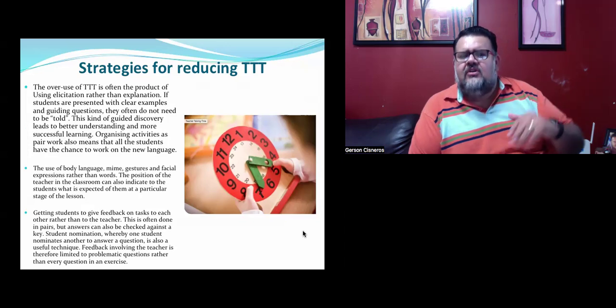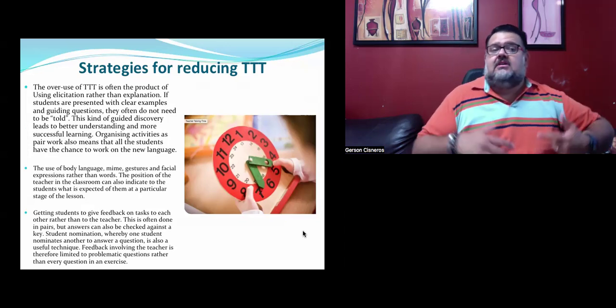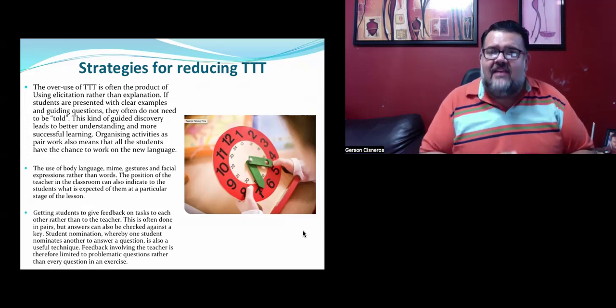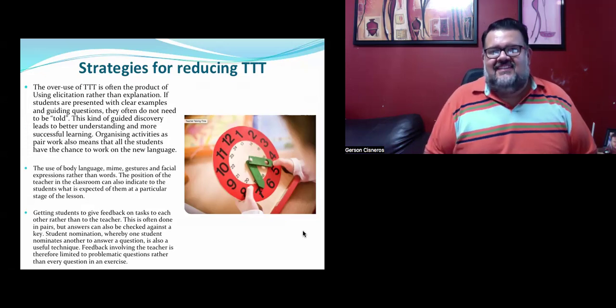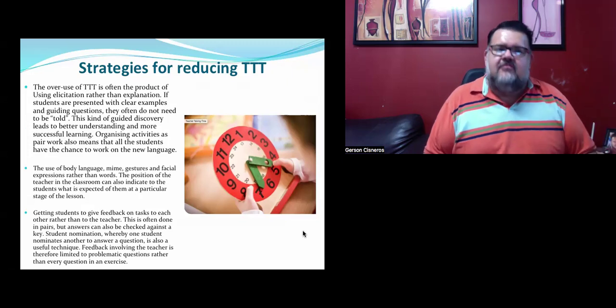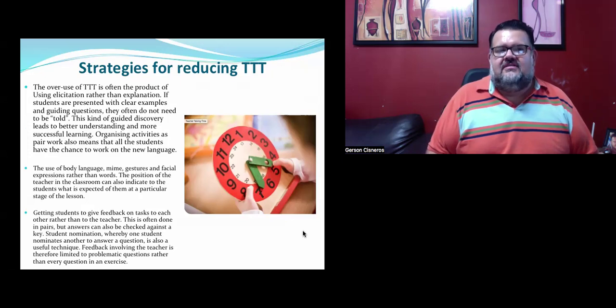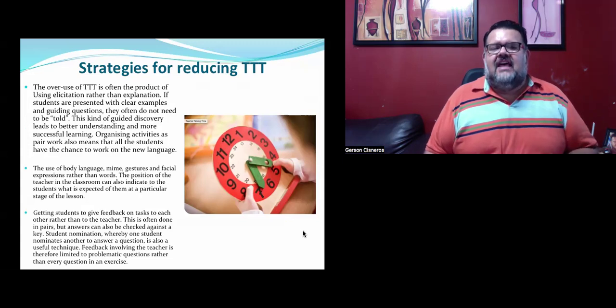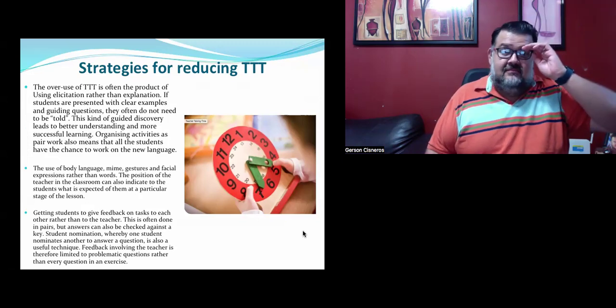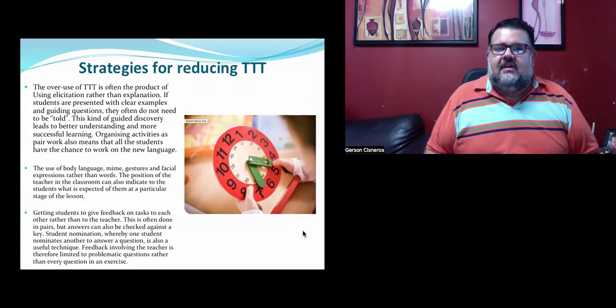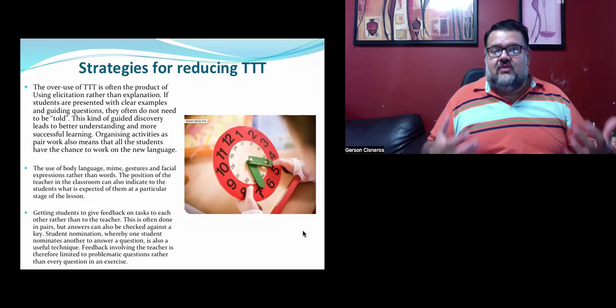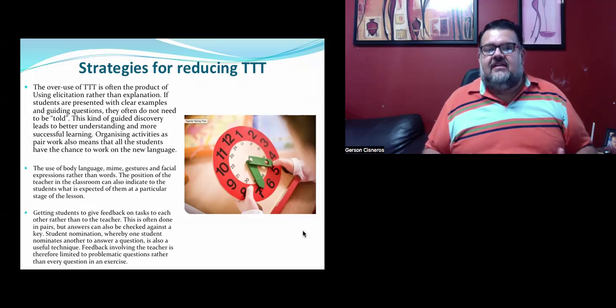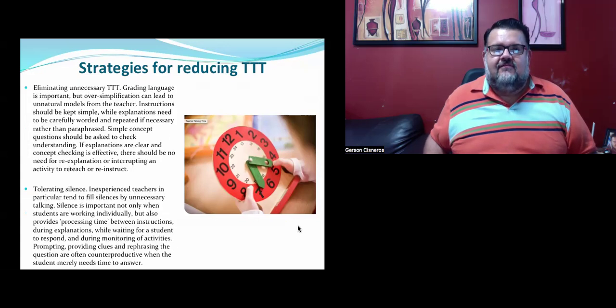How do you do that? Next point, body language, mime, gesturing, facial expressions rather than words. Let me repeat, body language, mime, gestures, facial expression rather than words. And the last point, getting the students to give feedback on tasks to each other rather than to the teacher. In other words, if you let your students give feedback, it's better. Okay, very good.